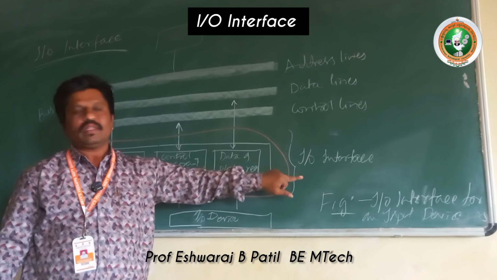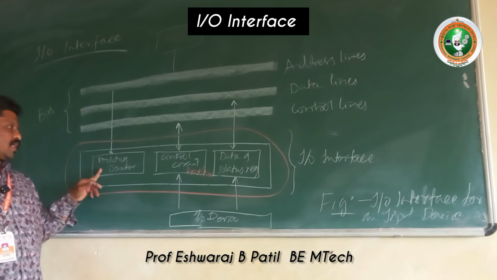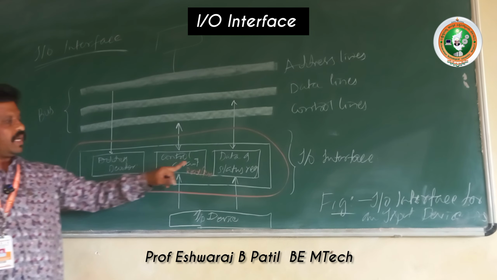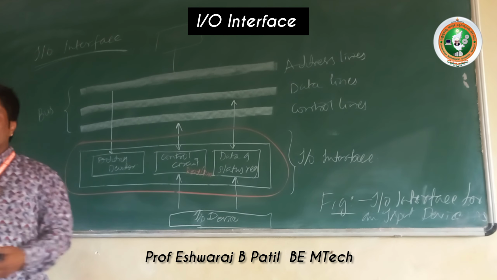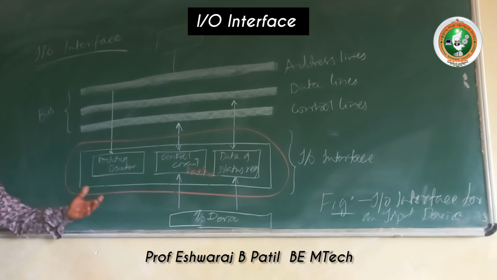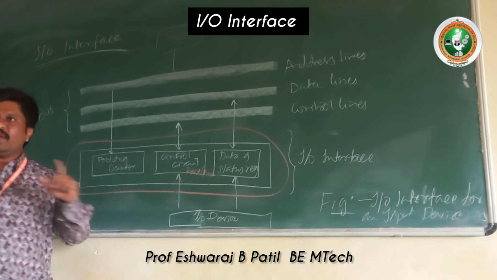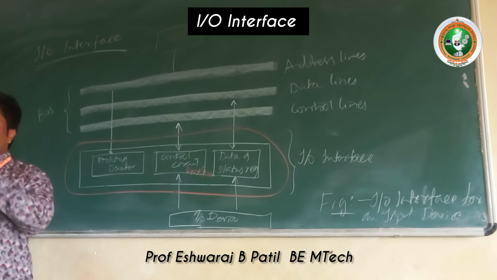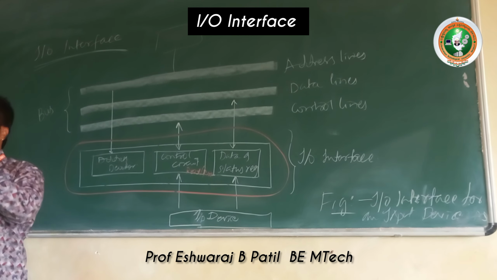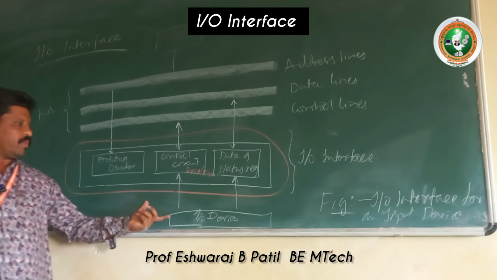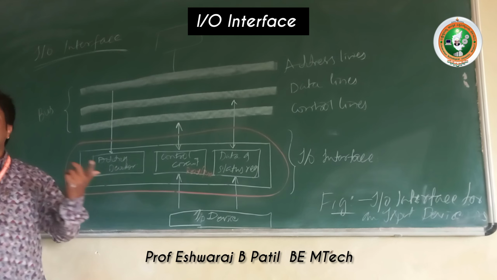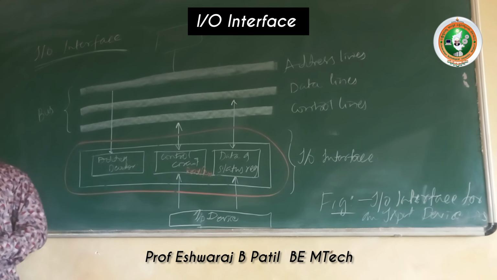The IO interface consists of the address decoder, control circuits, data registers, and the status registers also. In order to communicate with the IO device, we have one register called as what? The data in register. This is the virtual register. You should remember, even if you want to communicate with the output devices, data out registers is used.